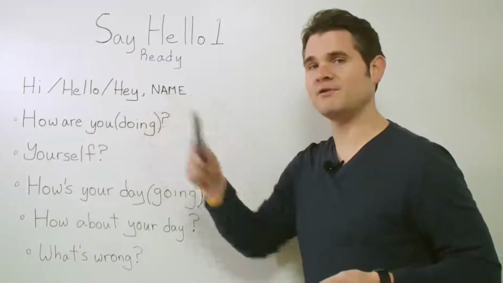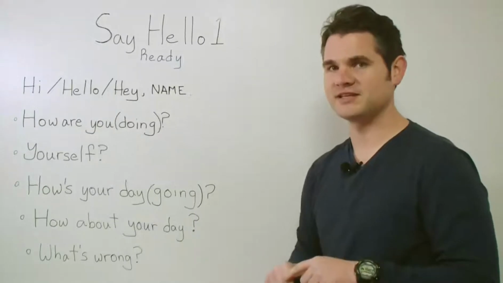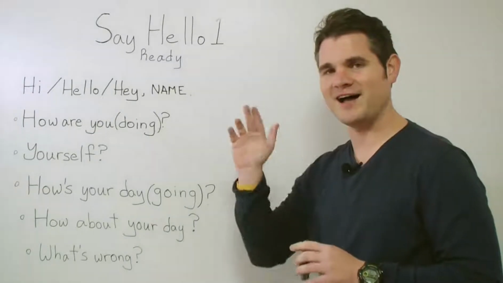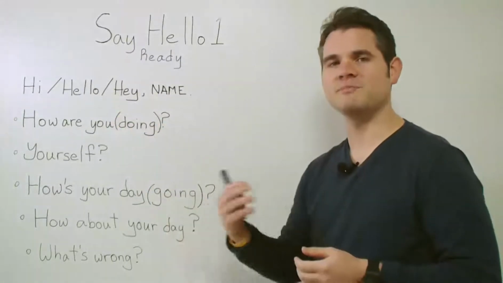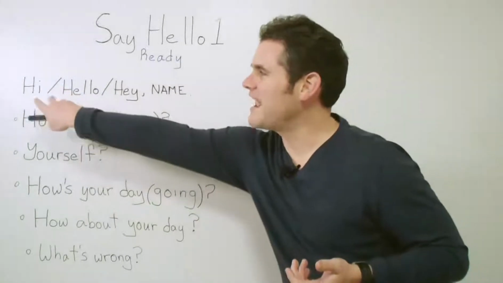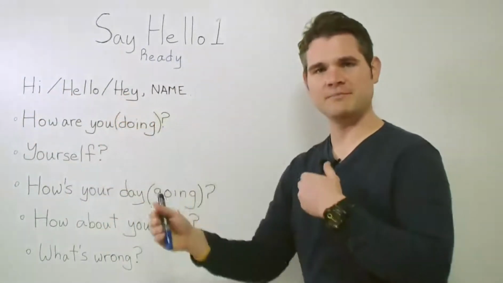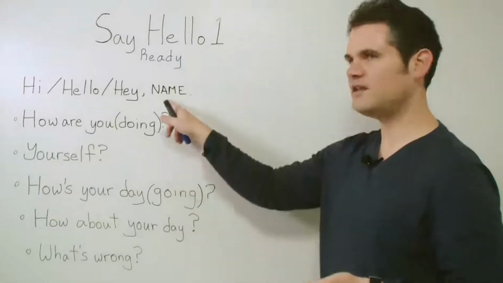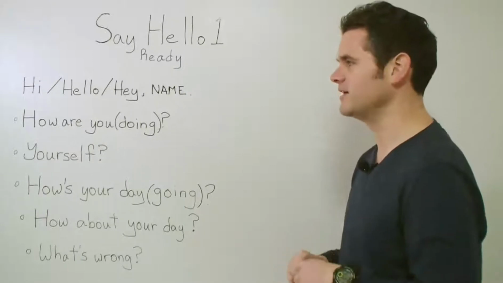Hi, and then you're going to say a person's name. When you say a person's name, it personalizes the conversation. So I can say, hi, Ricky. Hello, Ricky. And let's say Ricky is my friend. I'll say, hey, Ricky. So just understand, again, that these 2 are formal, and this one's going to be a bit more informal. And then use the person's name. Personalize the conversation a bit.